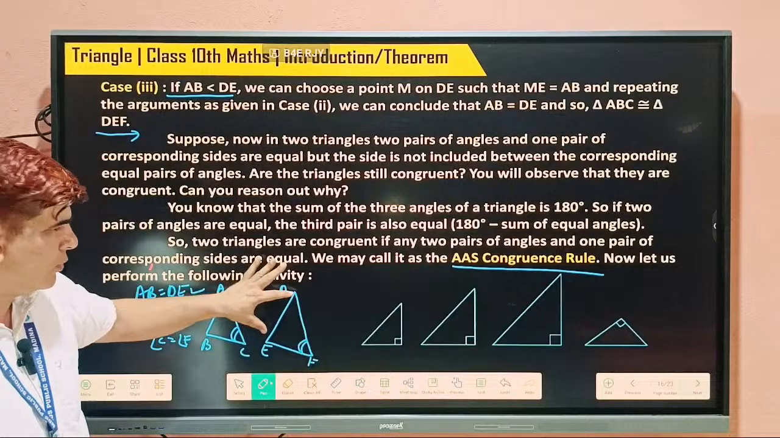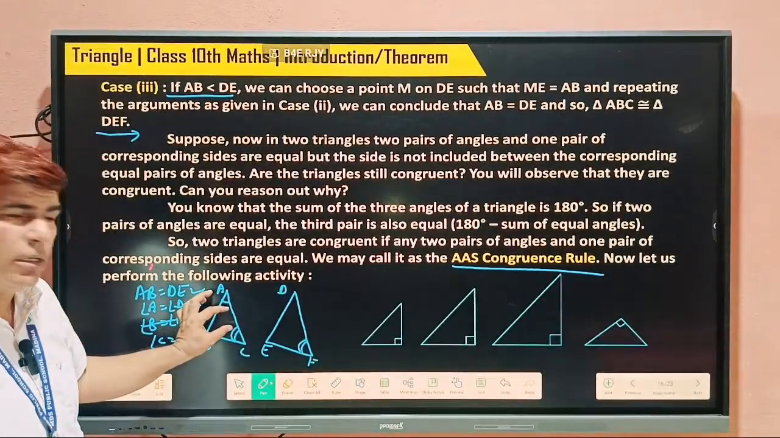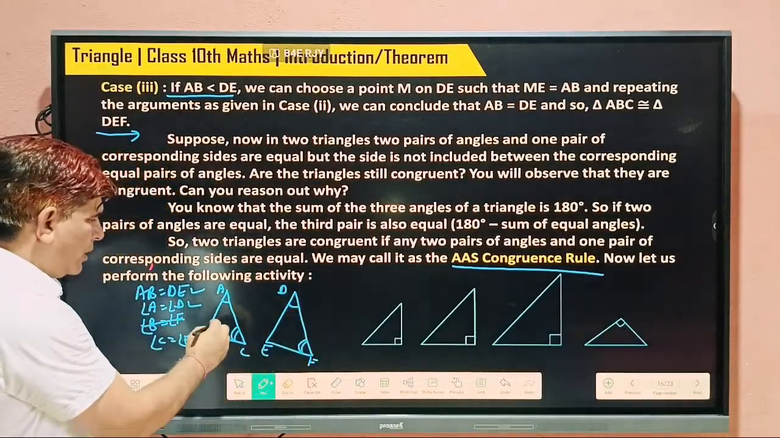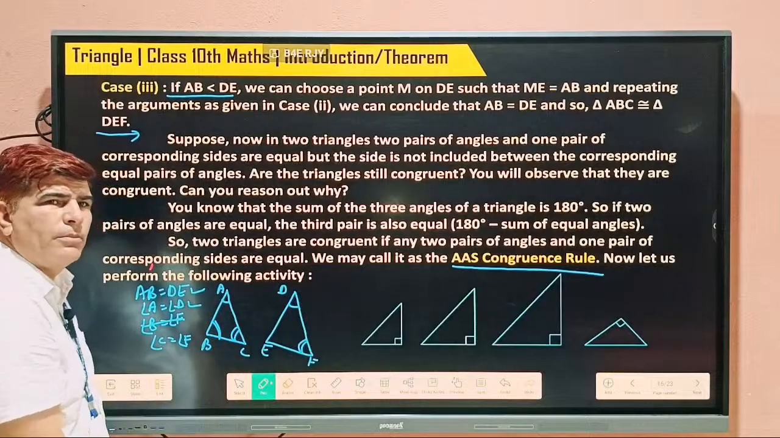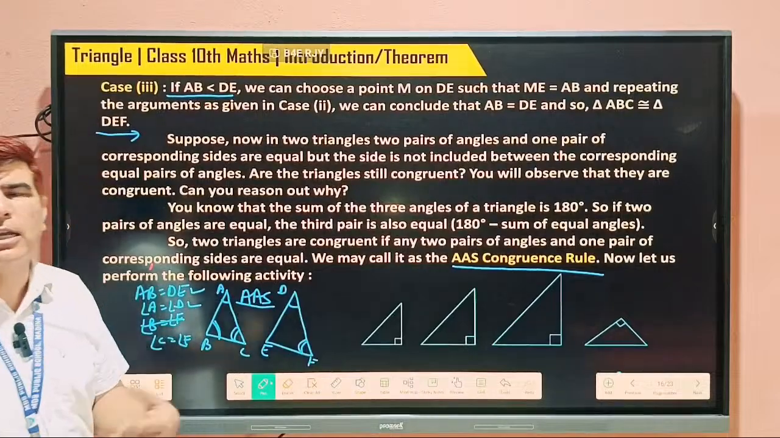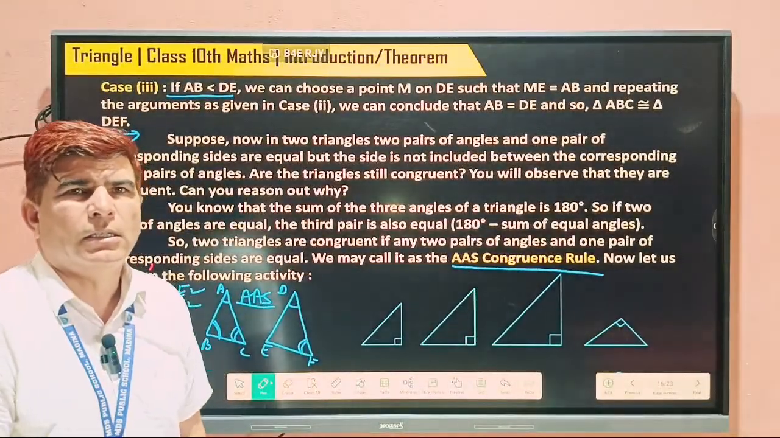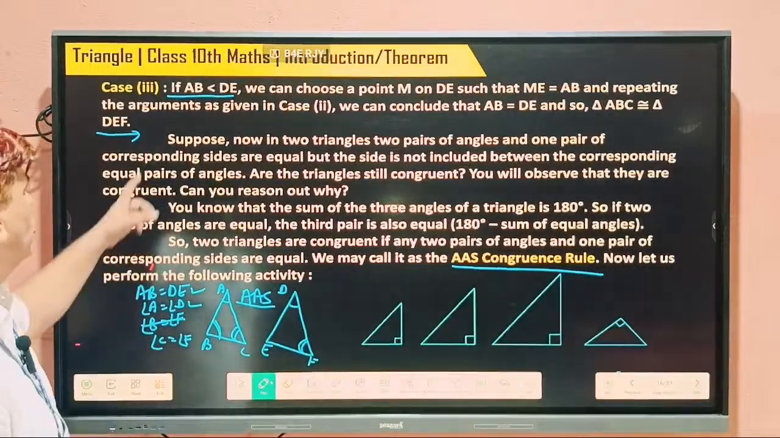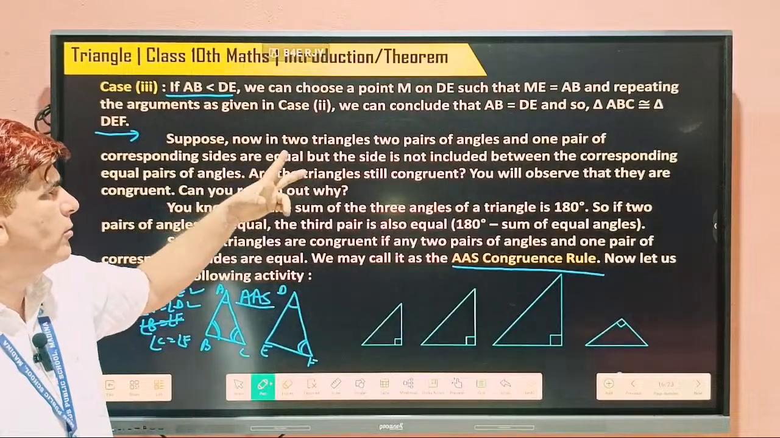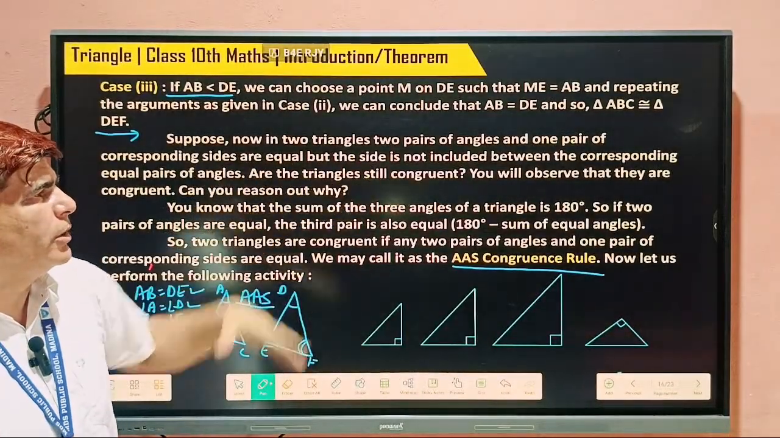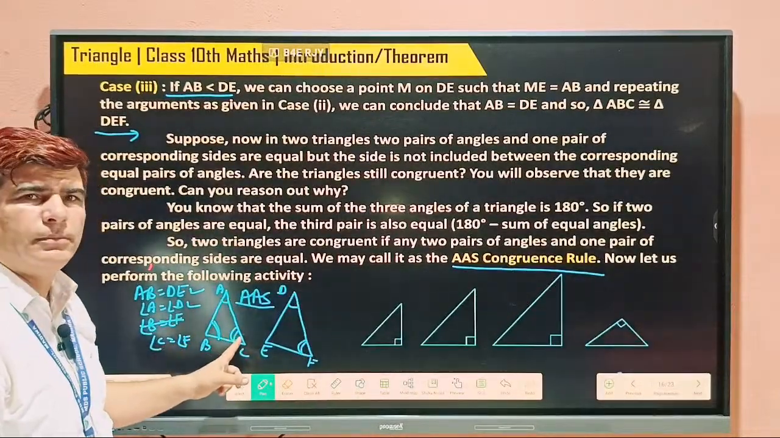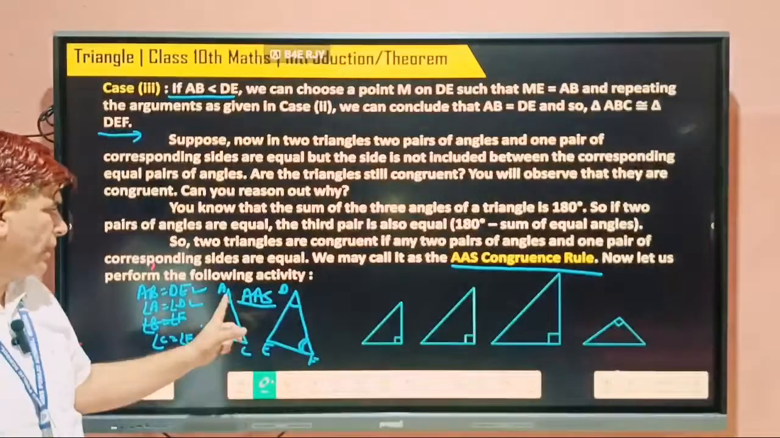This side is equal to this side, and the angles are equal. If two angles are equal, what about the third angle? The third angle also becomes equal. So this is what we can say: the AAS, angle angle side, congruency rule. Understood? The third angle becomes automatically equal. Suppose two pairs of angles and one pair of corresponding sides are equal, but the side is not included between the corresponding equal pair of angles, like this angle and this angle. The side is equal to this side, and the angles are equal.